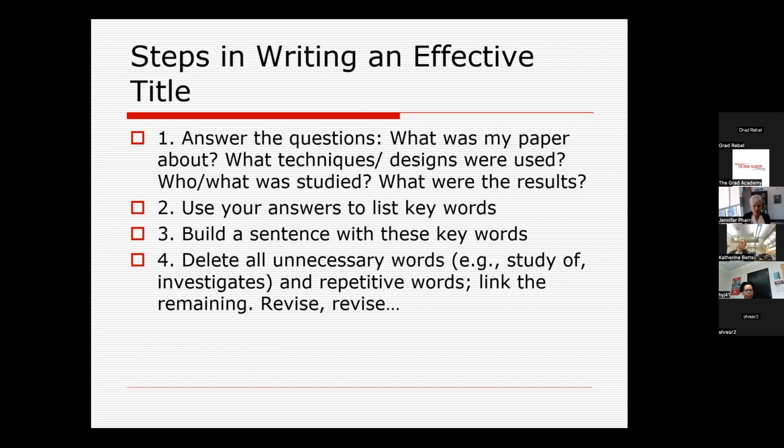And then you look at the answers to those questions and you pick out keywords and you list the keywords. Then step number 3, from the keywords that you've written out, you write out a sentence. And then after you've written out the sentence, you go in and delete all the unnecessary words, like a study of, an investigation of, any repetitive words, and you keep revising until you get that title down to about 12 or 13 words.